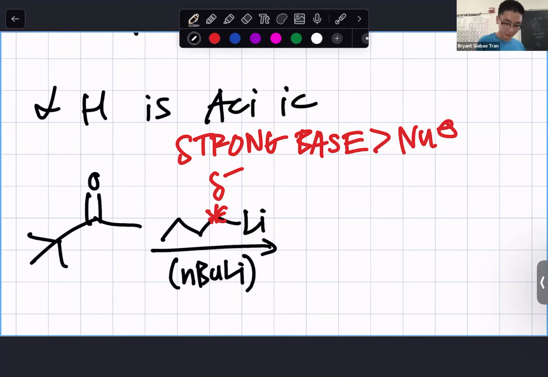The most acidic hydrogen in this molecule here is one of these alpha hydrogens here, right? This is the alpha carbon because it is one carbon away from the carbonyl carbon. This is not the alpha carbon. This carbon is the carbonyl carbon itself. The alpha carbon is one away, so it's either that or this here, right?